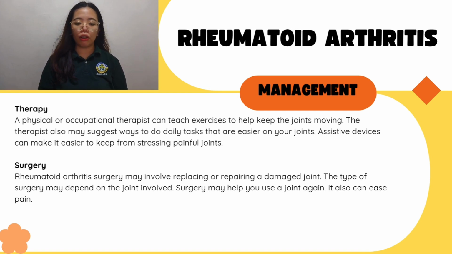Better medicines to treat rheumatoid arthritis have lowered the need for surgery. But if medicines fail to prevent or slow joint damage, the healthcare professional may think about surgery for damaged joints. Rheumatoid arthritis surgery may involve replacing or repairing a damaged joint. The type of surgery will depend on the joint involvement. Surgery may help you use the joint again. It can also help to ease pain.